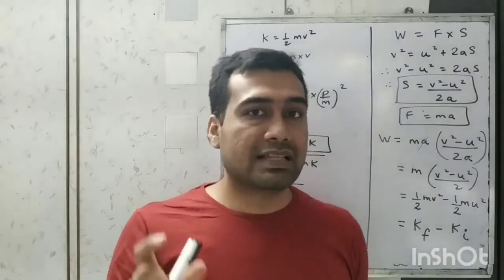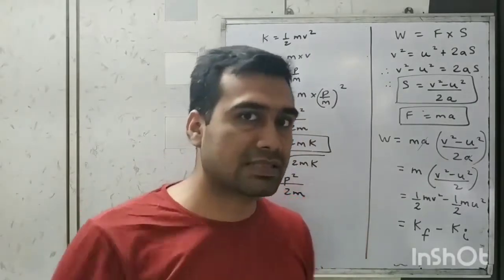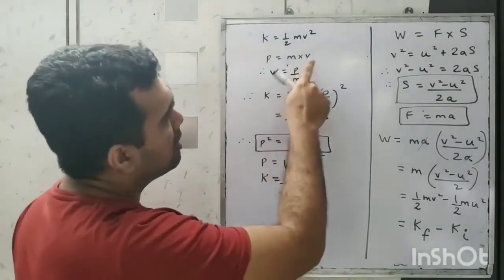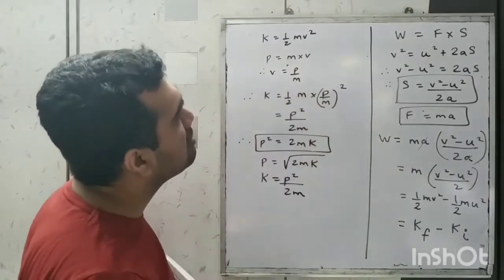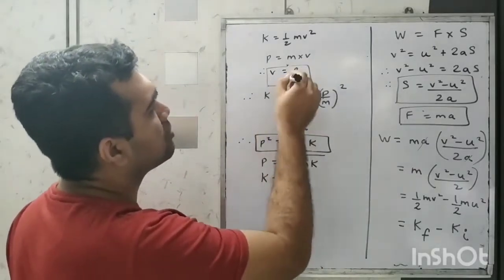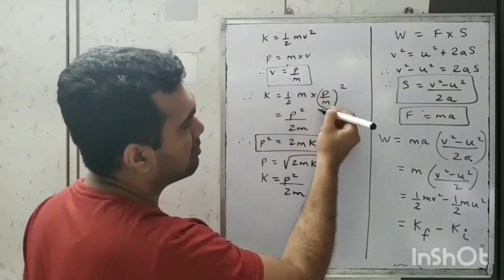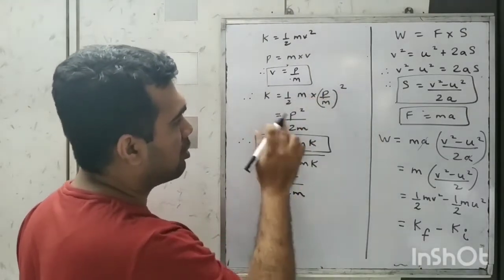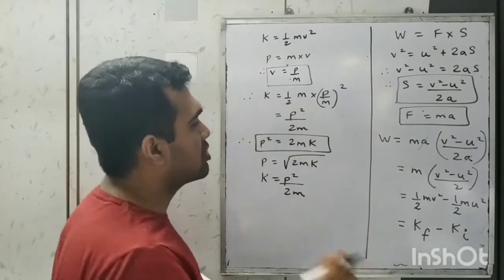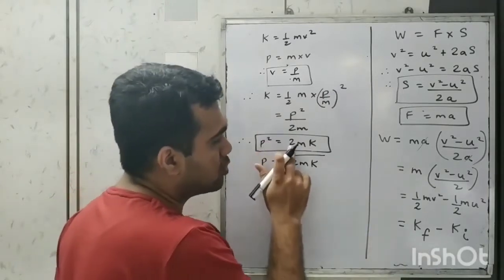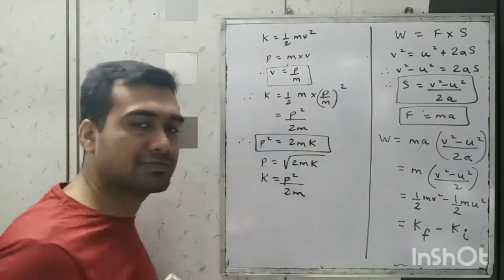So momentum takes into consideration both these quantities. Now, velocity is momentum upon mass. If we substitute this value in this equation and we solve further, m and 1m got cancelled. So finally we got this. Cross multiply, the equation is momentum square is equal to 2 into mass into kinetic energy.